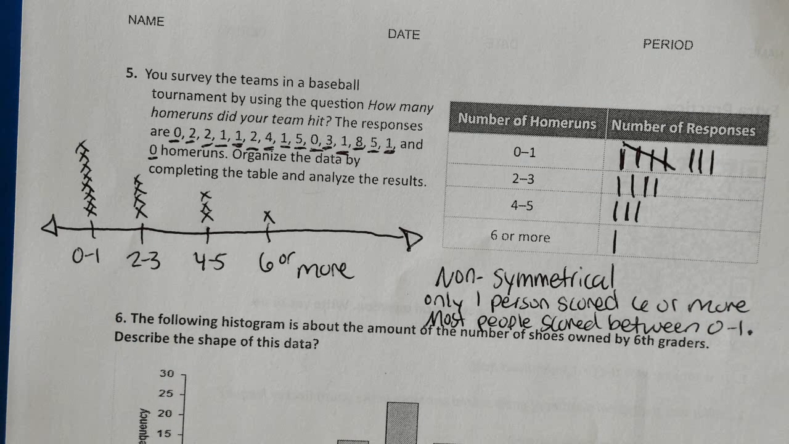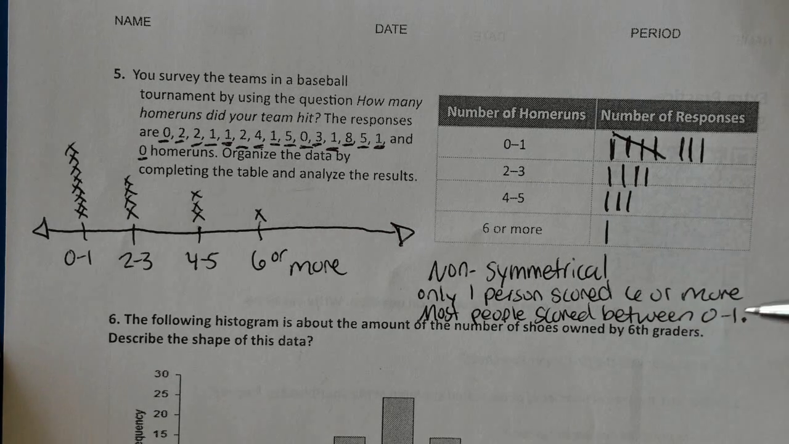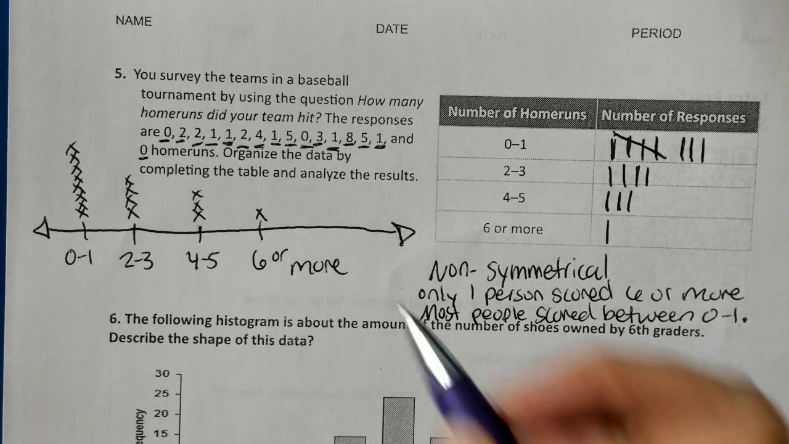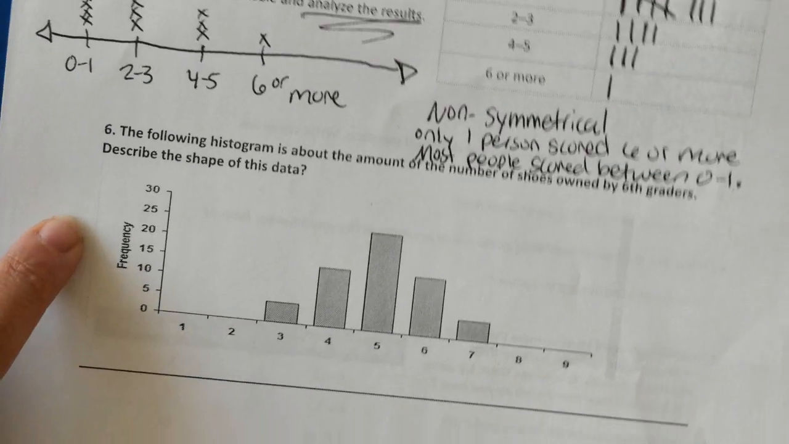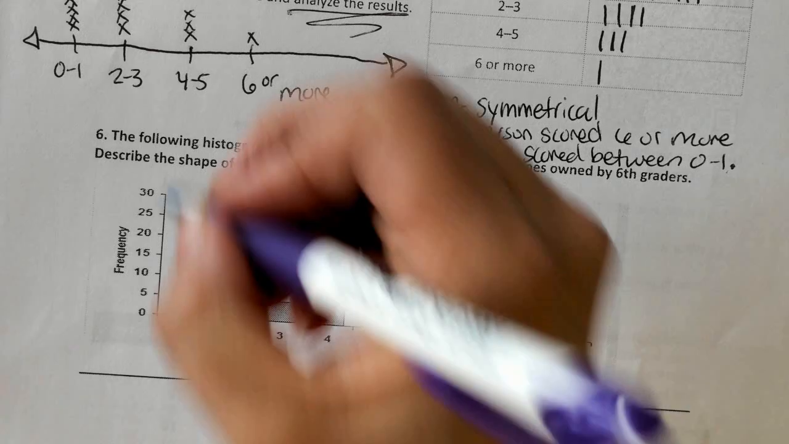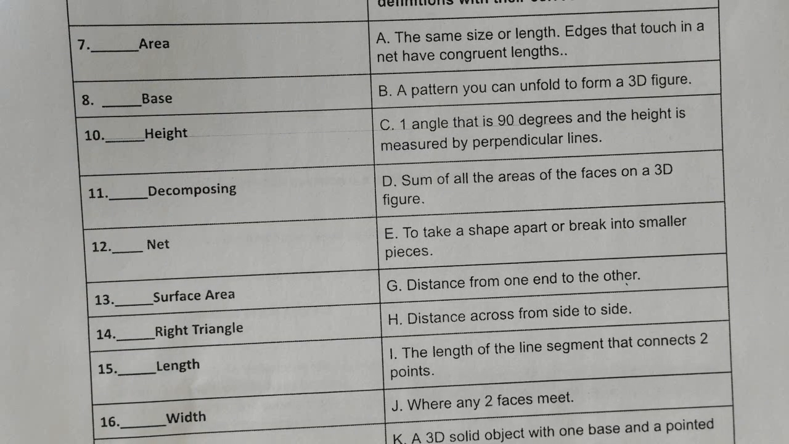So analyzing it is just being able to understand the data that you're looking at. So talk about its shape, talk about some facts that you can pull from it anytime you're asked to analyze. And then this last question here, number 6, again, it's wanting the shape of the data. So is it symmetrical or non-symmetrical? And then from there, you just have your Unit 6 vocab.